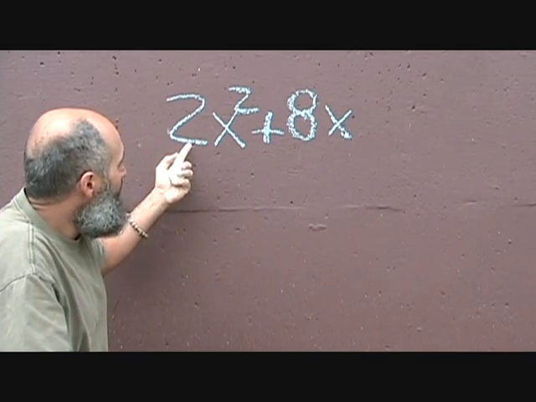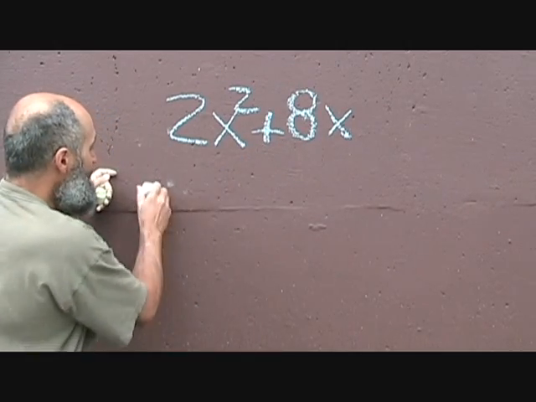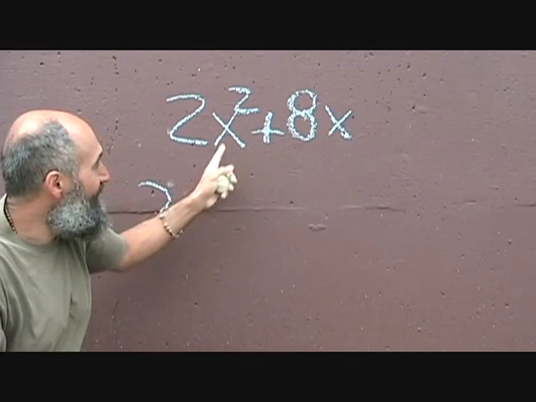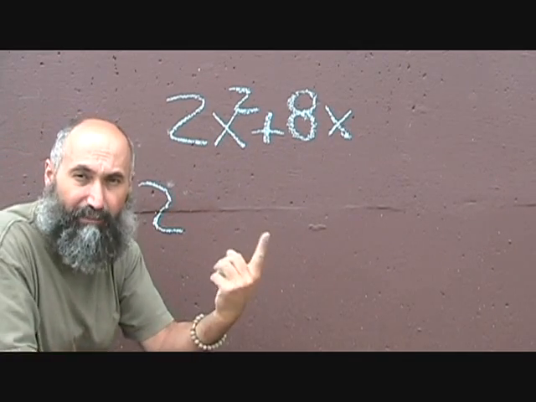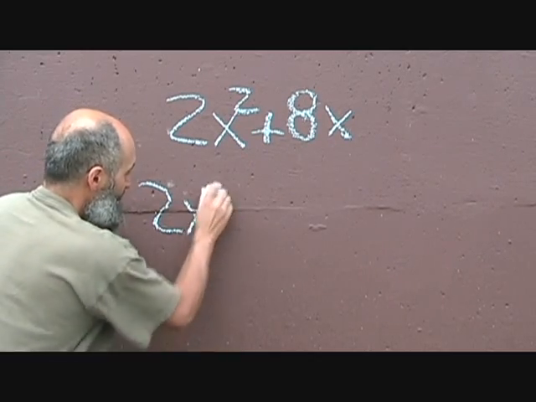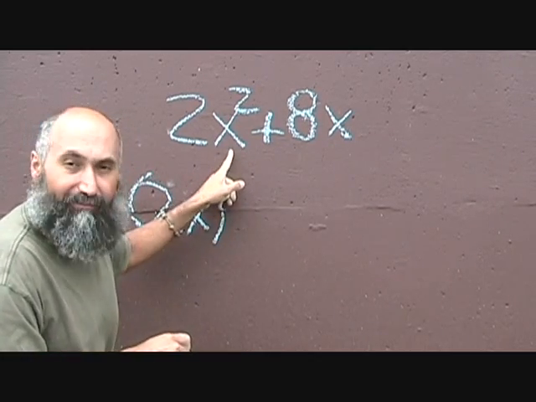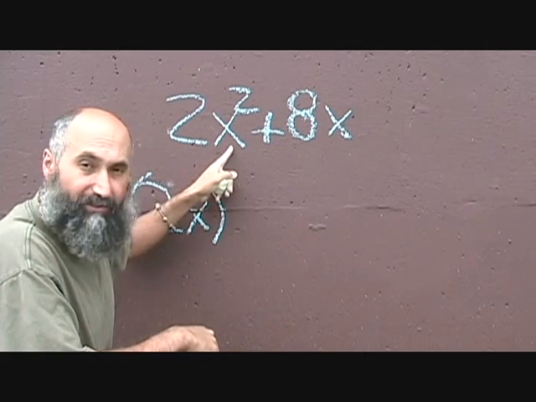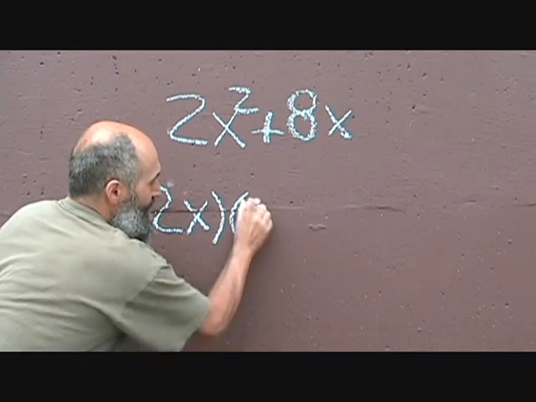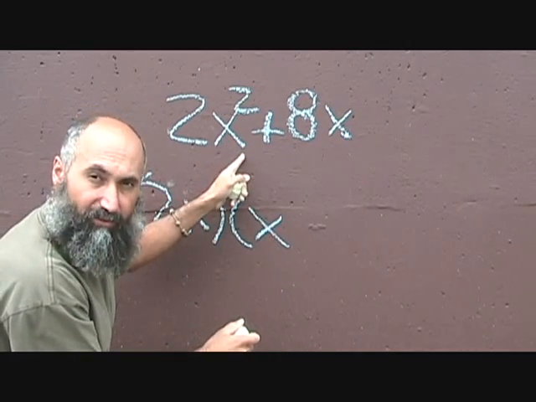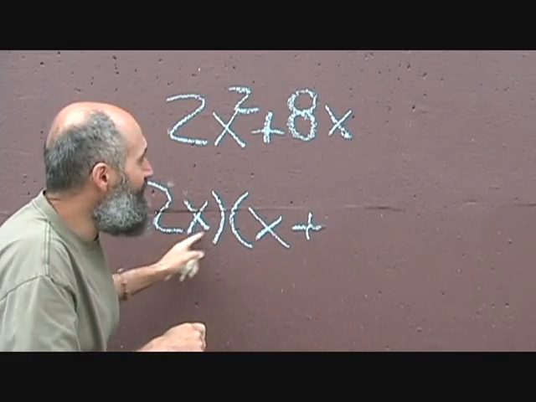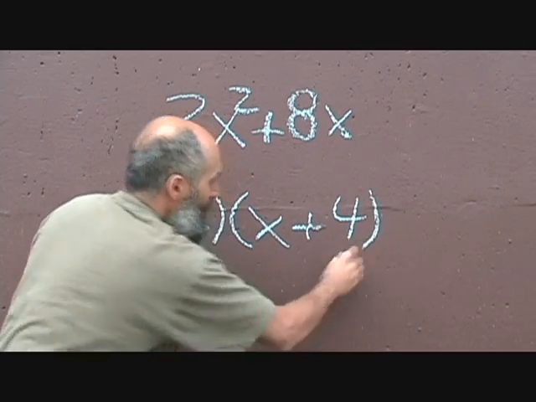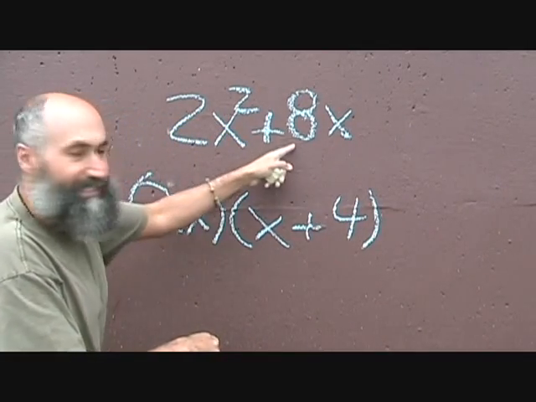Now what's similar between 2 and 8 is a 2, right? So you can take out a 2. What's similar between x squared and x? There's an x there and 2 x's here, so you can take out a maximum of 1 x, right? So an x comes out, right? Now what you have left here is, the way you should think about it is, what do you multiply 2x by to give you 2x squared? And that's just an x, right? Because 2x times x gives you 2x squared. What do you multiply 2x by to give you 8x? Well, you multiply it by 4. So that becomes 4. And this is this guy factored.